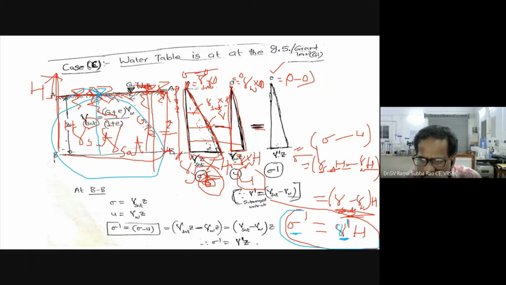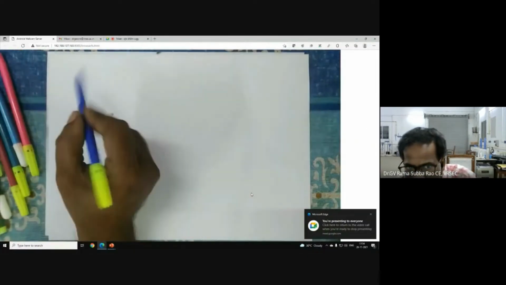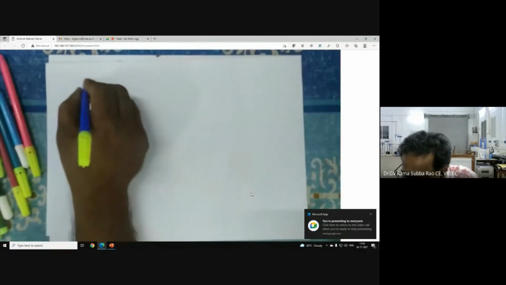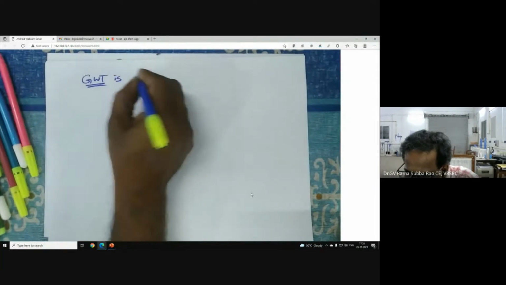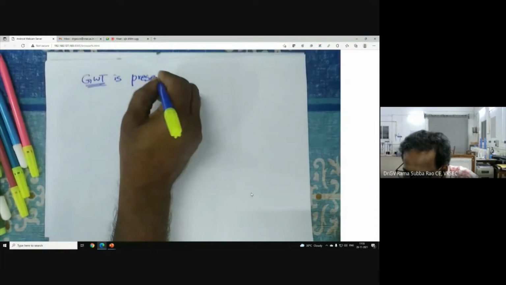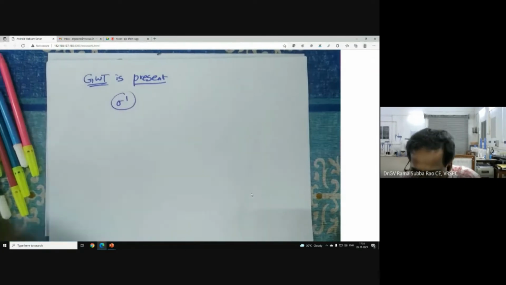So I have shown you just by this. Now I will try to show you on paper. All of you clearly see what I am writing on paper for better understanding. So have a look at this. Let us start our discussion now. Here you see what I am trying to tell you. Once the groundwater table is present, what will happen to effective stress? That is the discussion now.